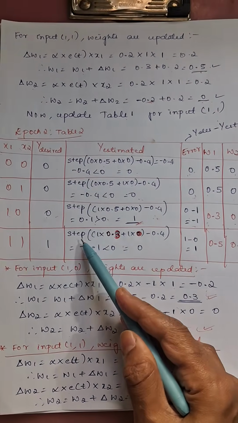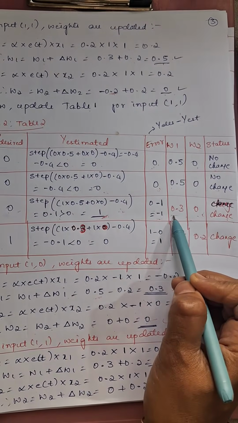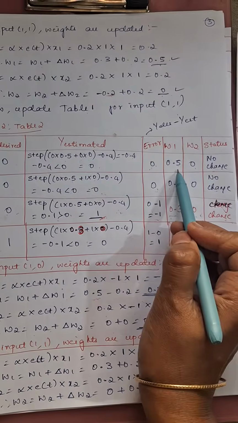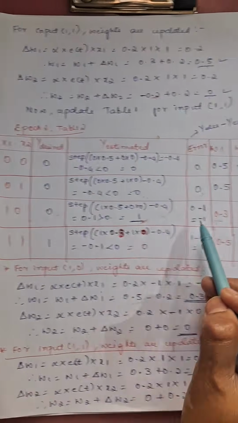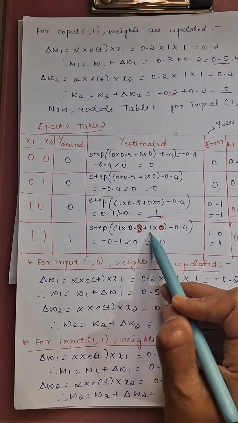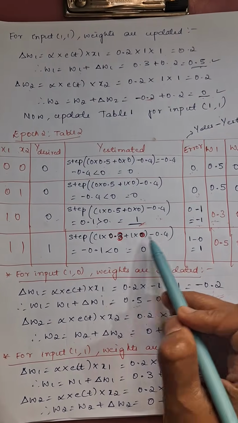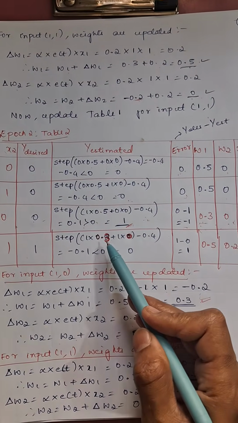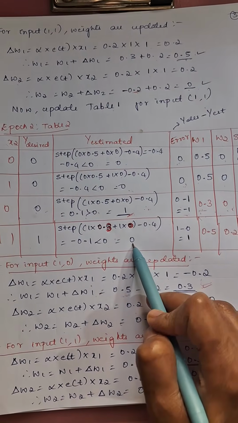For this again repeat: step of 1 into W1. Now which W1? You have to take this one. Don't take the one which I had here. Take this one. So 1 into 0.3, that's why I put it in red. Please take this. 1 into 0.3 plus 1 into 0, minus 0.4. So how much am I getting? 0.3 minus 0.4 is minus 0.1, less than 0. Again it is 0.